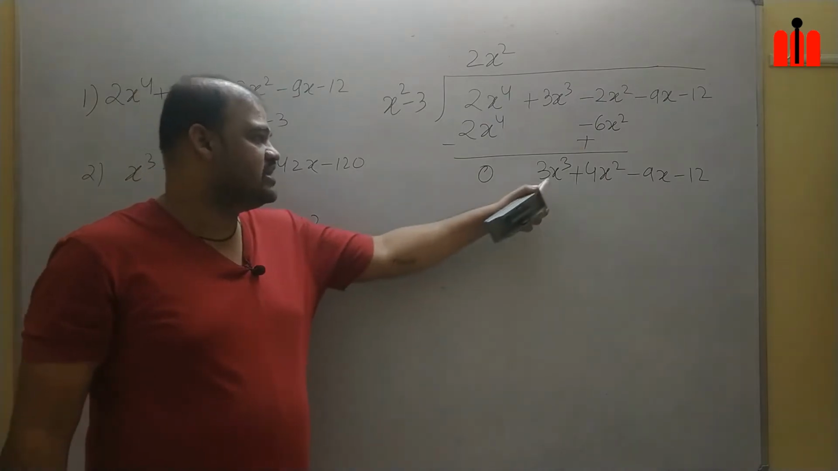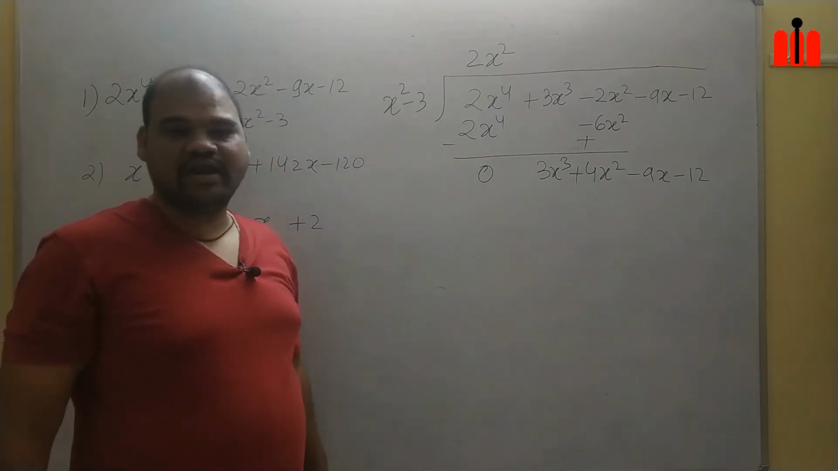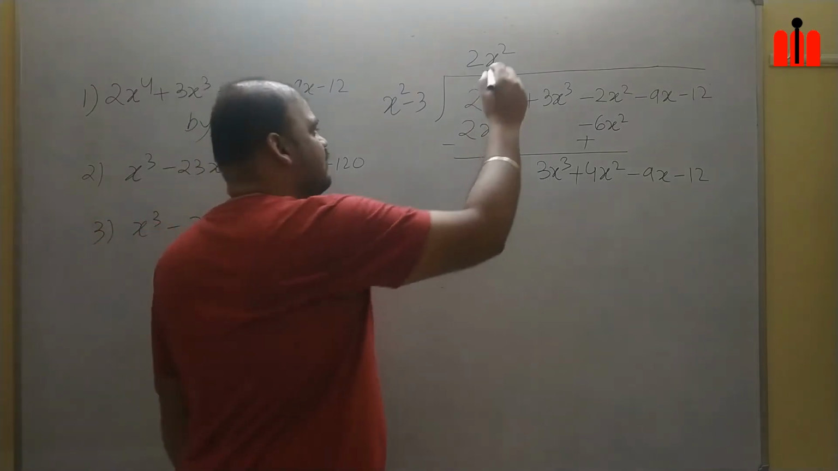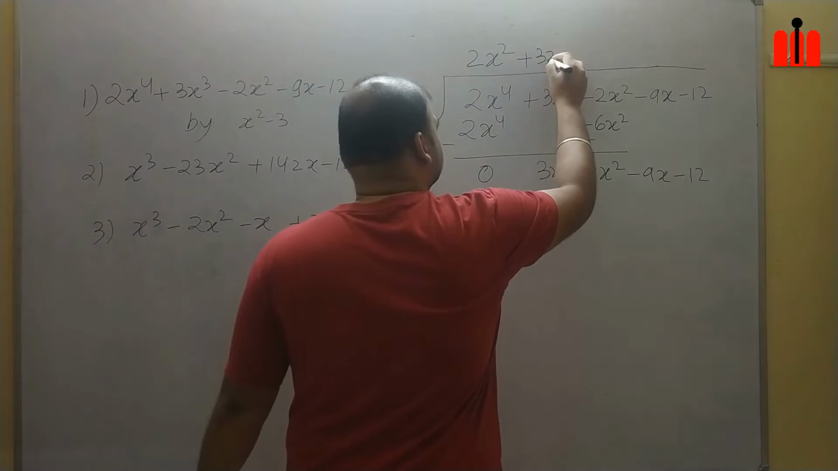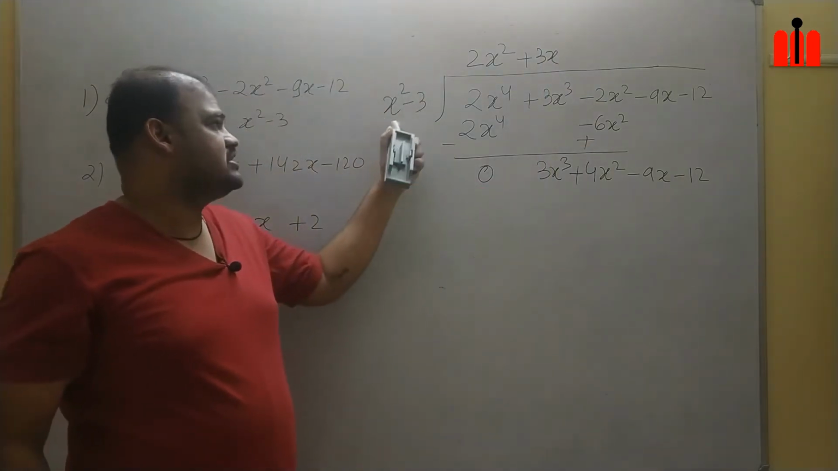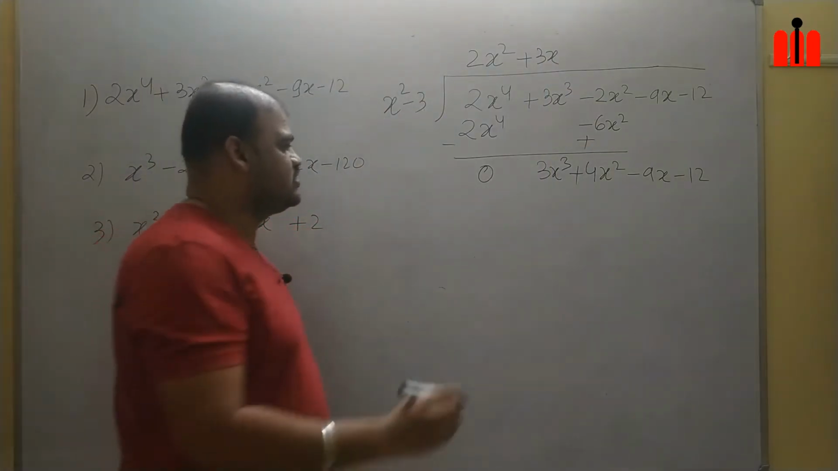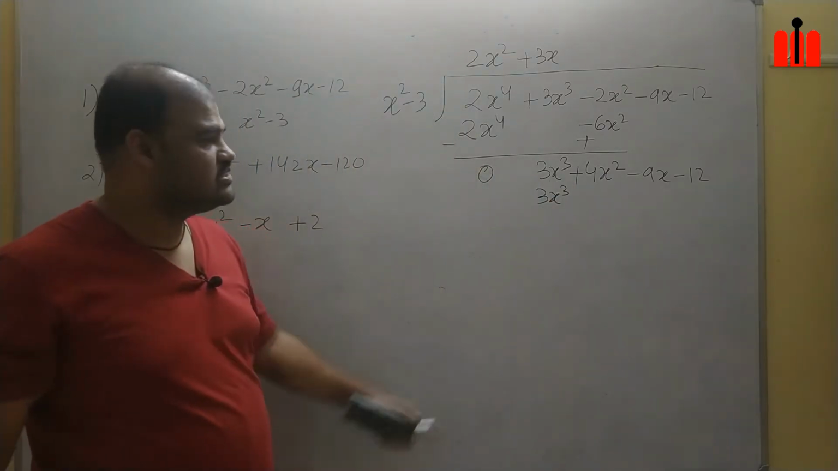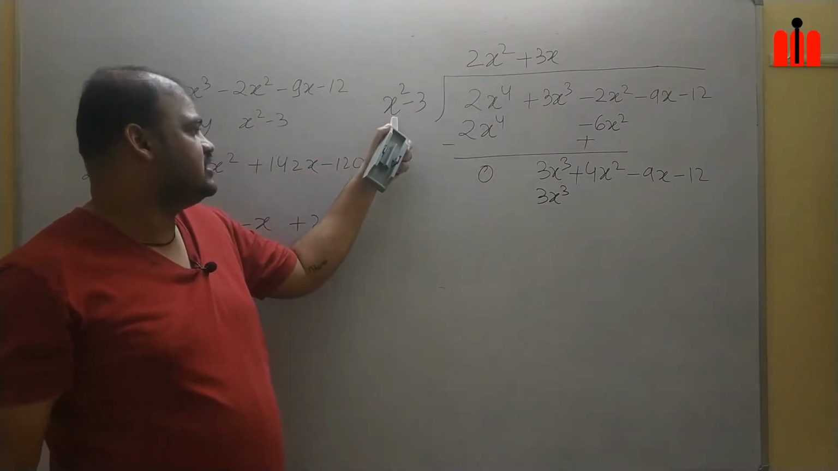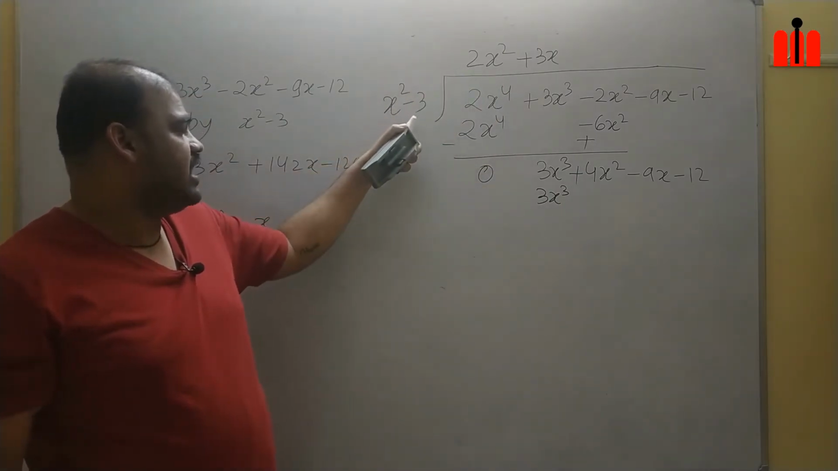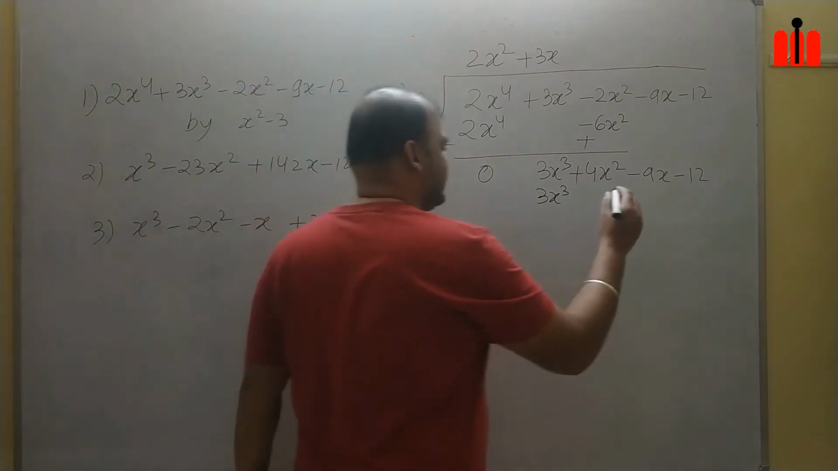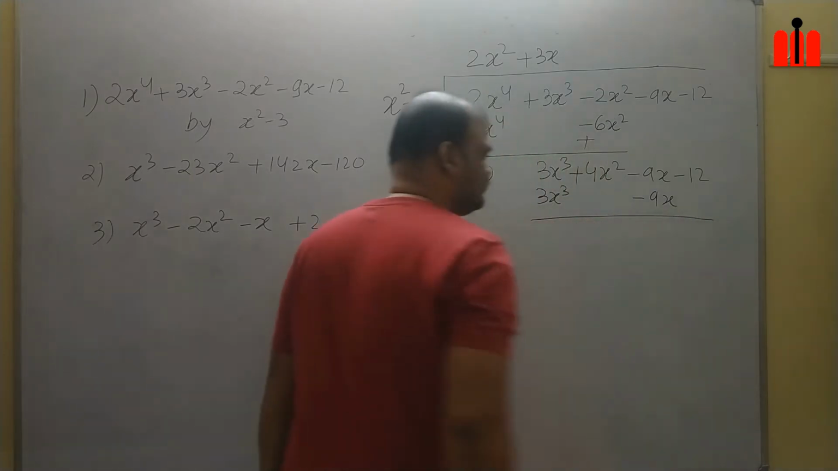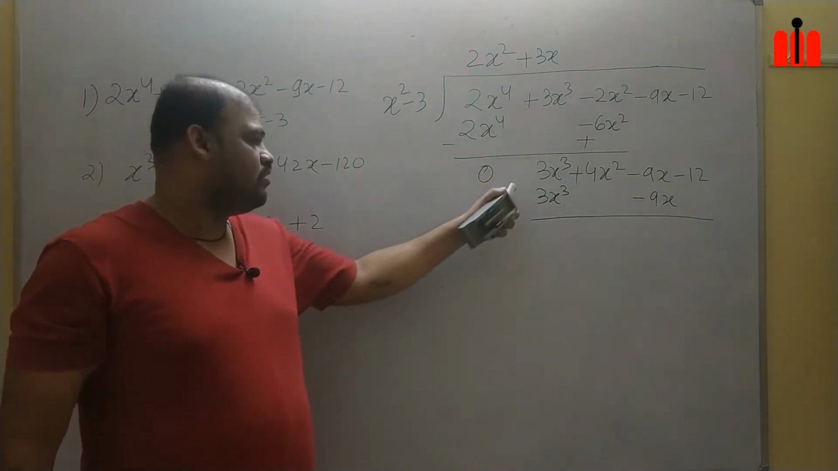Now it is cube. This x square, I want to make it equal to 3x cube, so I have to multiply with 3x. So x square plus 3x: 3x into x square is 3x cube, and minus 3x into 3x is minus 9x. Are you getting it now?